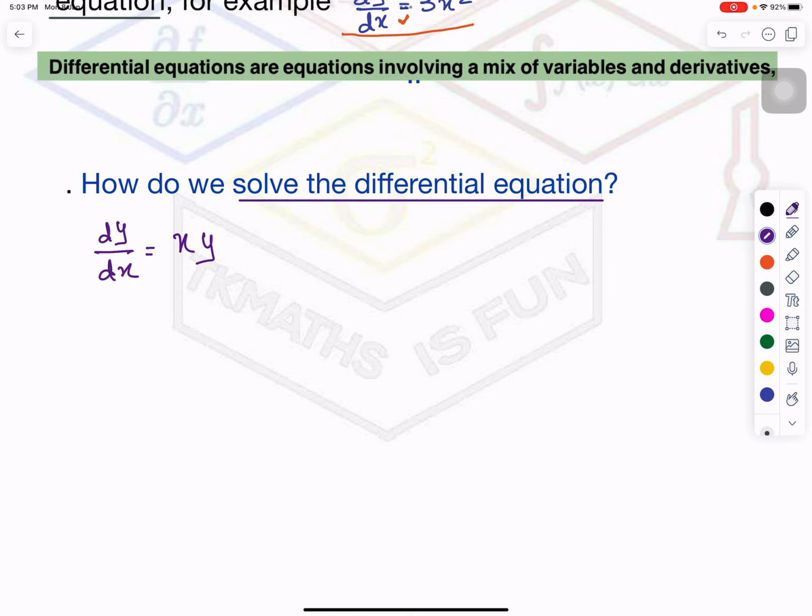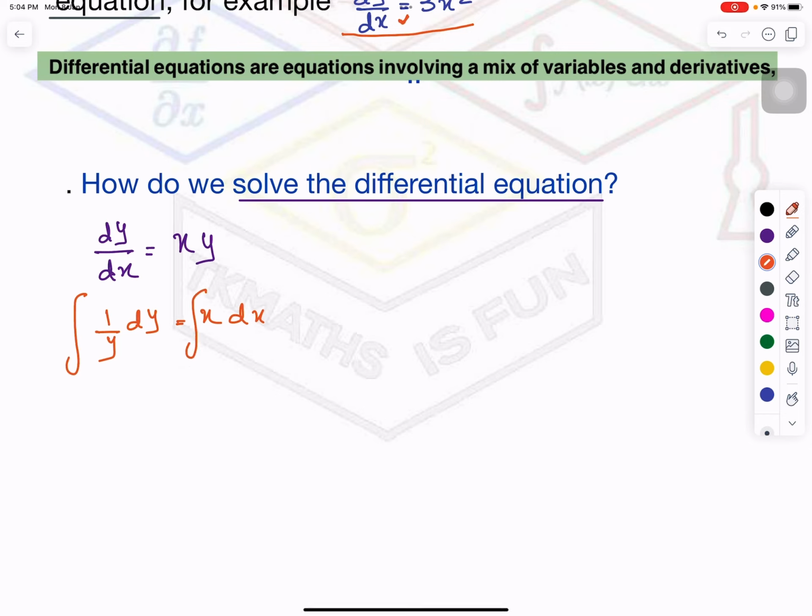Now you can see there are two variables, y and x, right? So you have to separate the variables, number one thing. There is a method called separating the variables, in which we separate the variables. So I will cross multiply and it will become 1 over y dy equals x dx. Number one step, separate the variables. Number two step is integrate both sides, right? You have to integrate both sides.